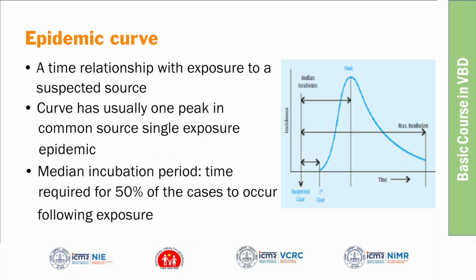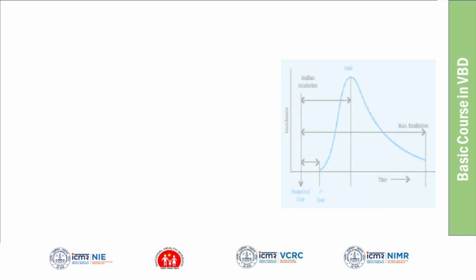That is from the first point, the first person getting infected, to the maximum number of people getting infected. That is the time duration. So this is known as the median incubation period. Here, this single peak curve is a classical example of a food poisoning outbreak.